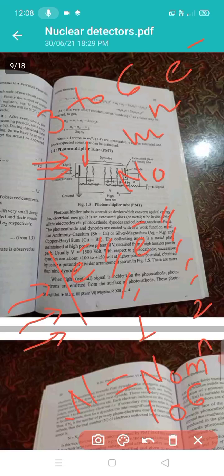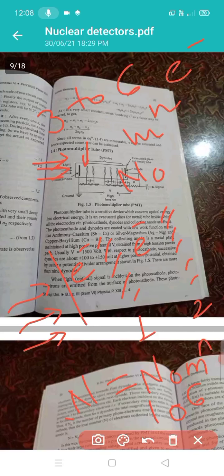So, a fairly large current signal is produced in the external circuit, which is converted into a corresponding voltage signal across a series resistance R. This voltage signal or pulse is further amplified and given to a recorder. Thus, even a small flash of light can develop a large voltage pulse. This is the working of the PMT.